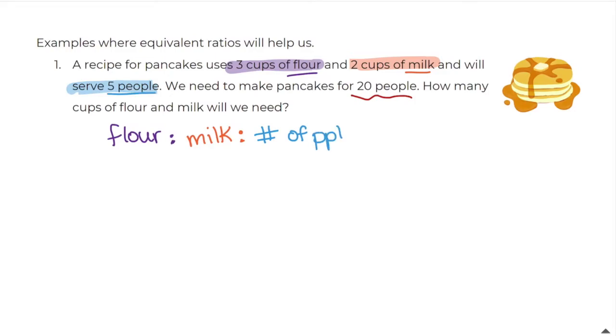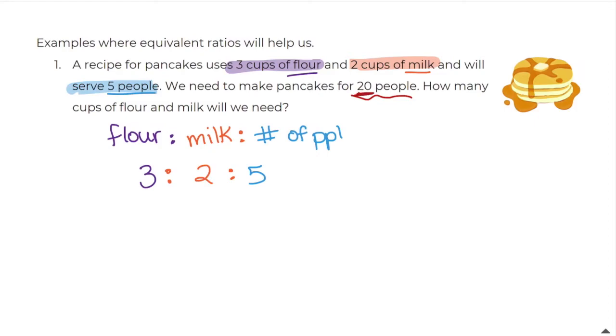And so we know that we need 3 cups of flour for every 2 cups of milk, and that will serve 5 people. Okay, so we know that this is the ratio that we're going to use, and sometimes we'll have a ratio with more than 2 numbers, and that's totally fine. But we want to know what's going to happen if we were to make pancakes for 20 people.